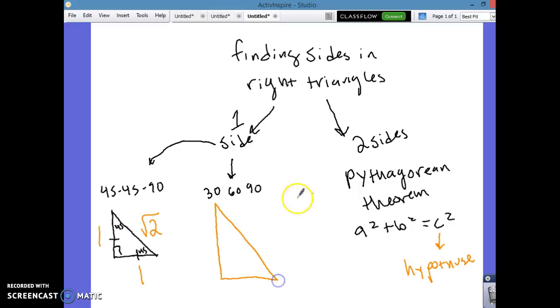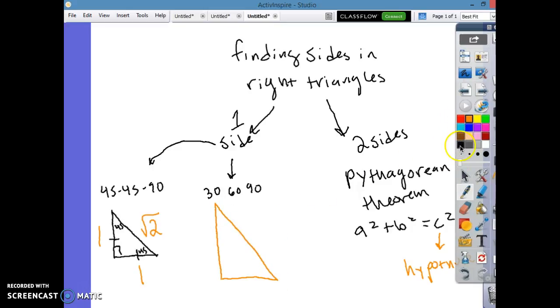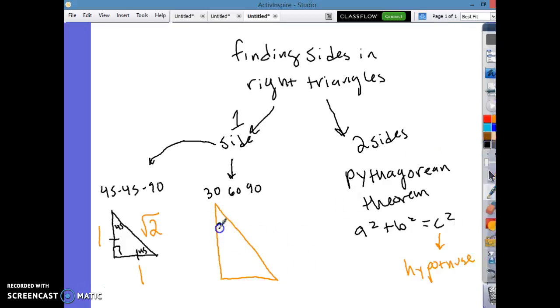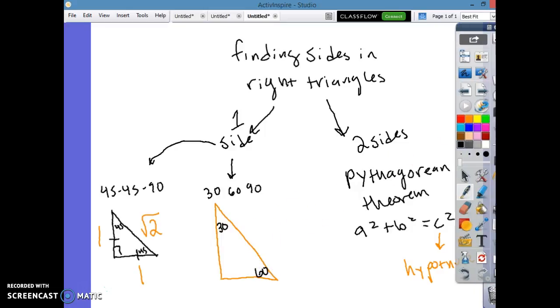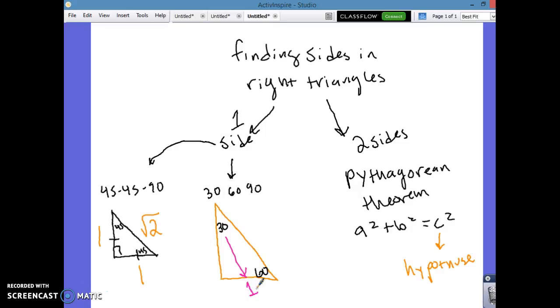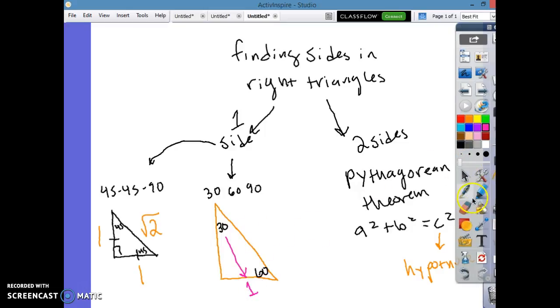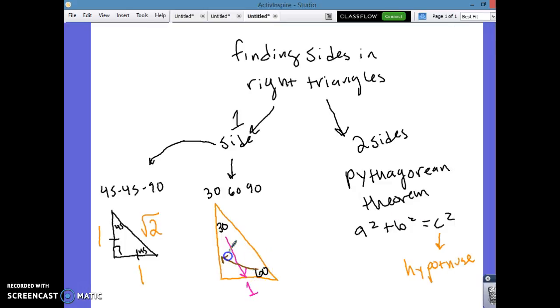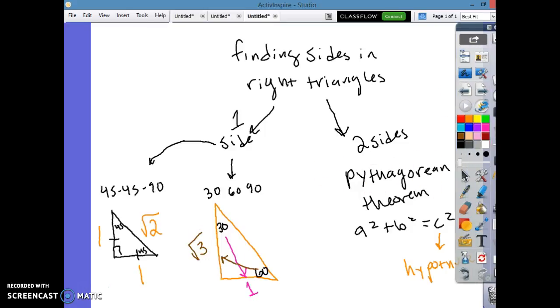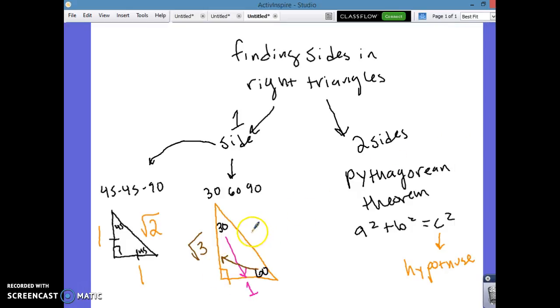Here we go. Now what is very important here is for the 30, 60, 90. Across from the 30 will always be 1 as our general length. Across from the 60 will always be the square root of 3. And then across from the 90 is always going to be 2.